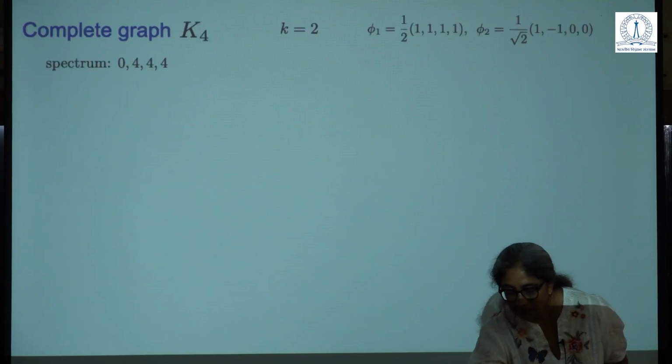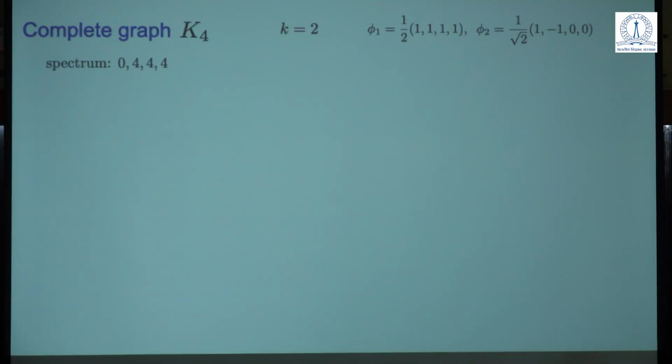Okay, so now let's do a more interesting example. Let's look at K4, the complete graph on 4 vertices. We already calculated this many times, right? The spectrum, the eigenvalues are 0, n in general. So in this example, it's 0, 4, 4, 4. That's the spectrum. And again, I'm going to choose k equal to 2.